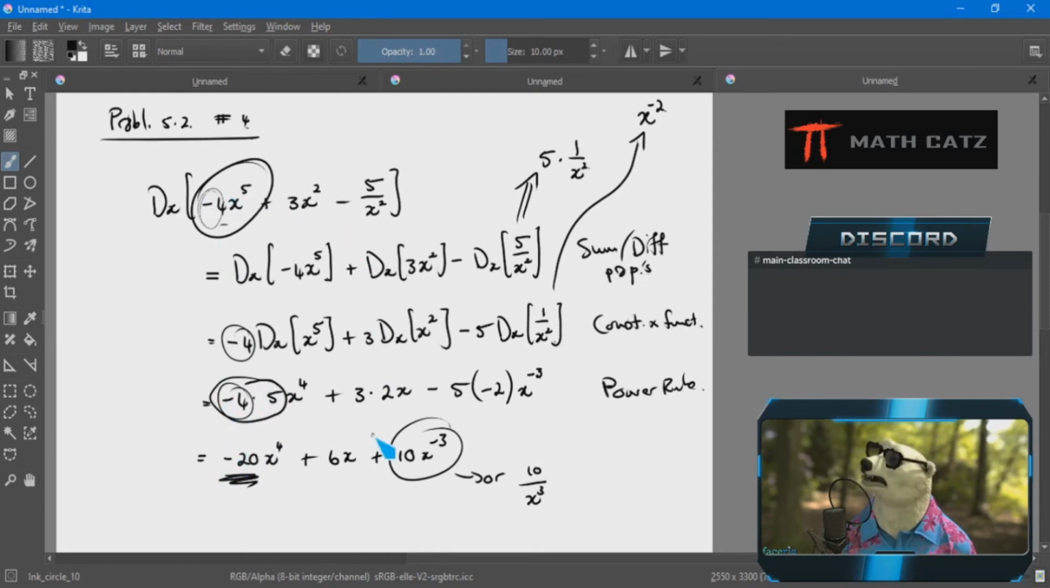And because this is going to happen every single time, it happened with the 3x squared. The 3 is going to wait, because of the constant times a function property, until the power rule is eventually ready. The 2 will come down, merge with it for 6. So it takes as long as it takes for you.